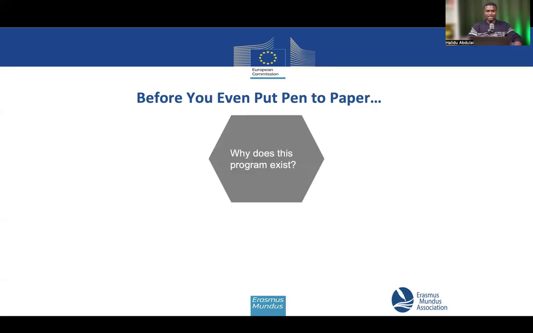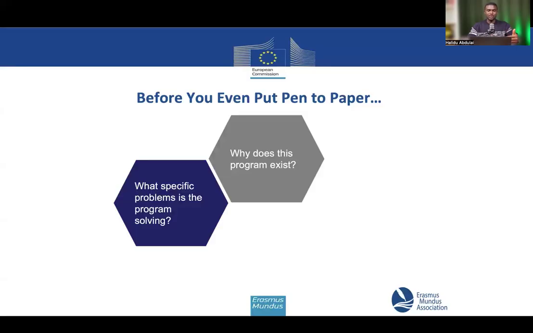So let's have a look at the questions that you should ask yourself before even writing a motivation letter. And the first one is why the program exists. I put up a video, I believe last week, in which I explained the purpose of scholarships. And in that video, I did explain that Erasmus Mundus programs are created to solve some specific problems within our society. And you need to know the kind of problem that the program you are interested in applying to is solving. This is important because once you have these answers, as you will see later, it helps you to put together your motivation letter.